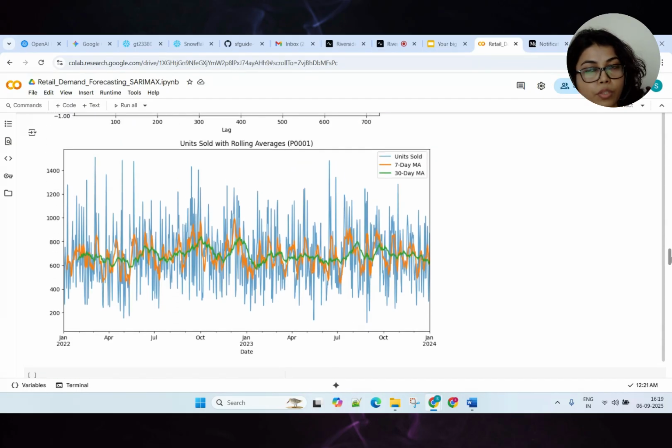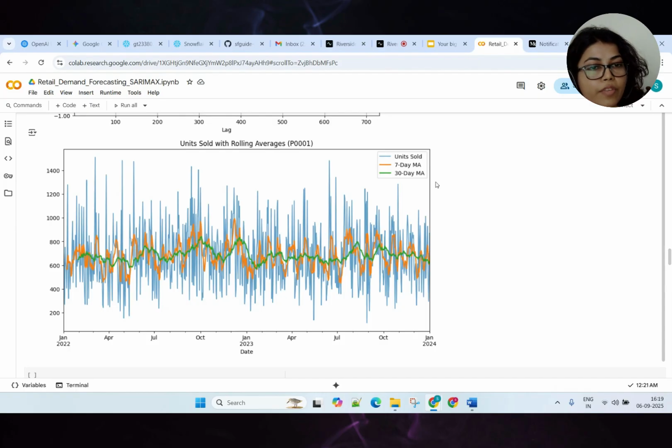So this is one of the crucial and very important steps in forecasting. This is also a visualization. As you can see, blue is the units sold in the data, which is nothing but our ground truth. Here you see 7-day MA. MA is nothing but moving average, and 30-day MA is the 30-day moving average.